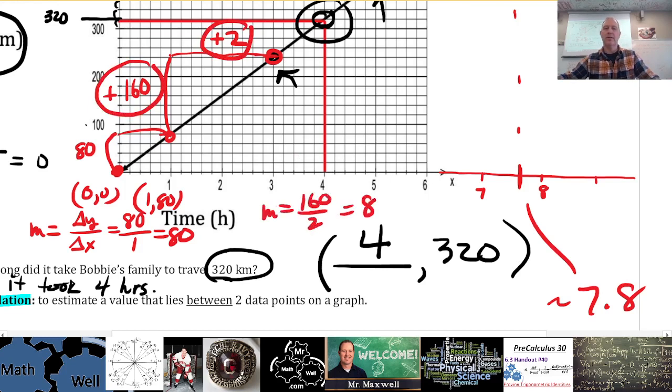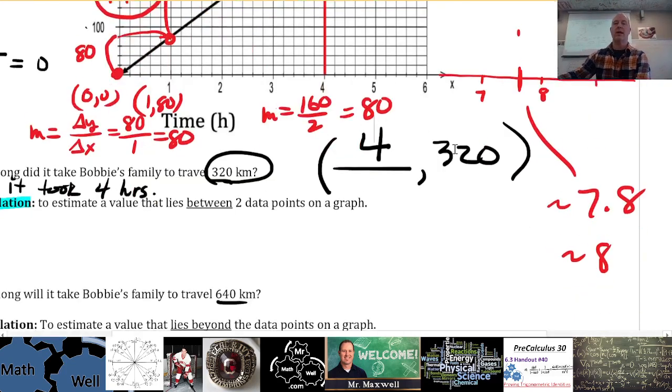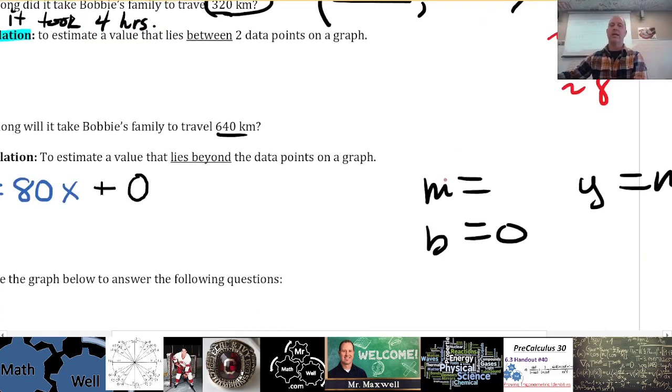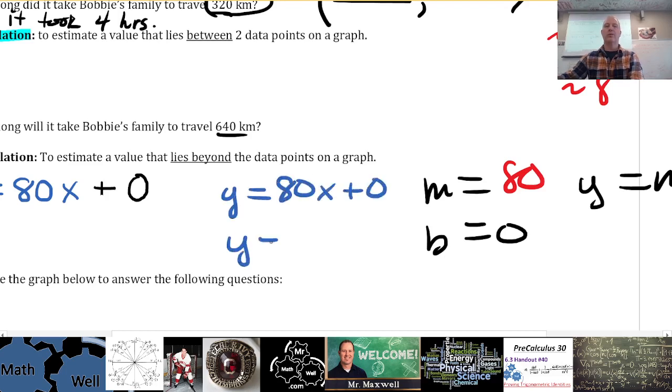It's the same number. So for any 2 points, the rise divided by the run, or the change in y values of the 2 points divided by the change in x values, will give you the slope. So you don't need a table of values if you have the graph, and you can find an equation. So the slope is 80. That means our equation is y equals 80x plus 0, which of course is what we already found.